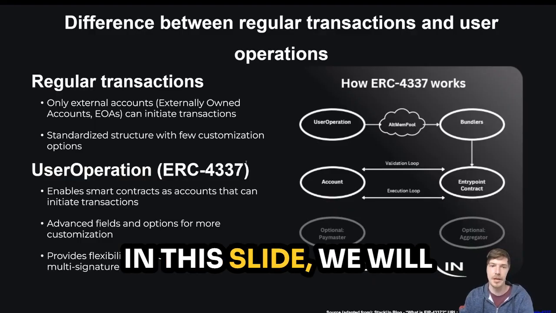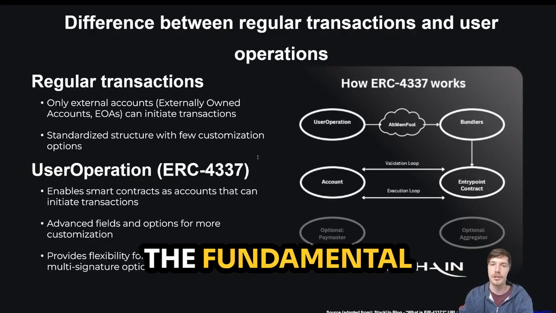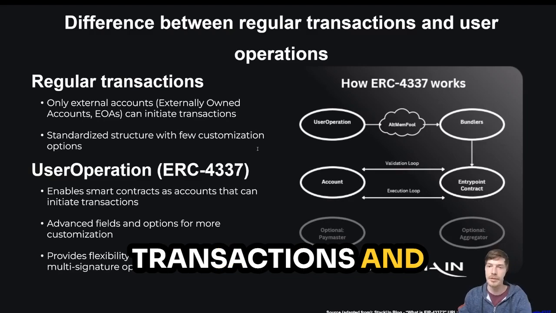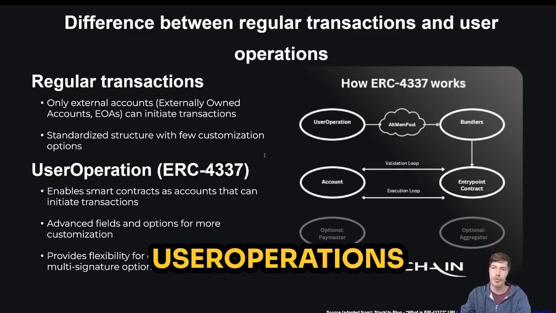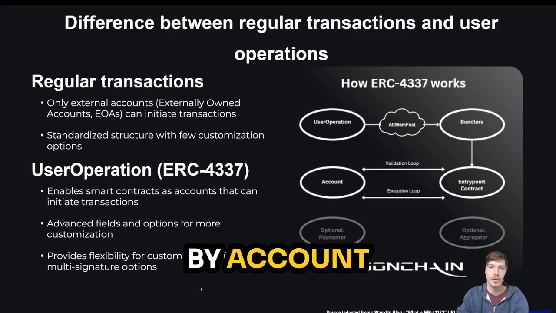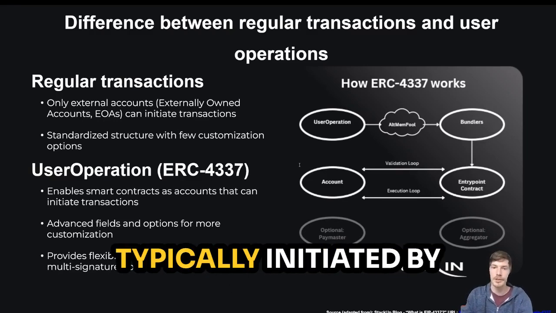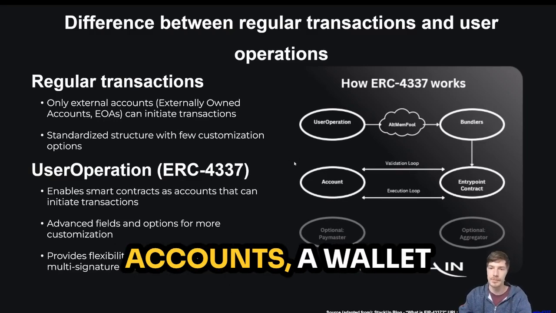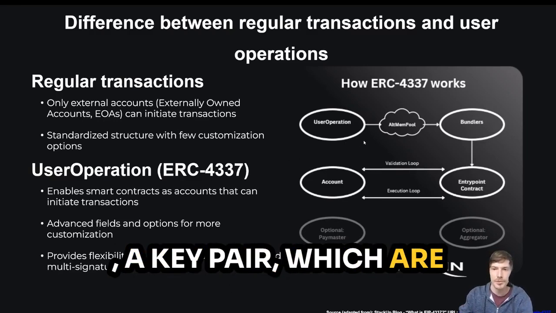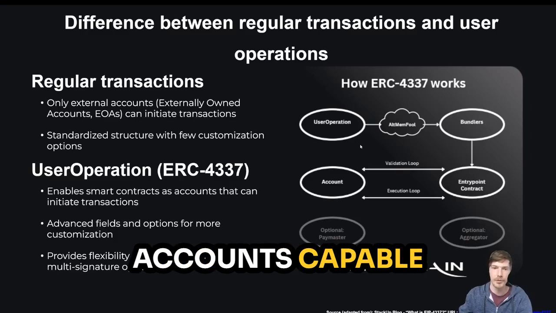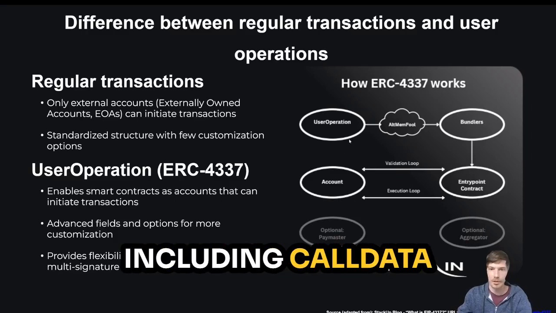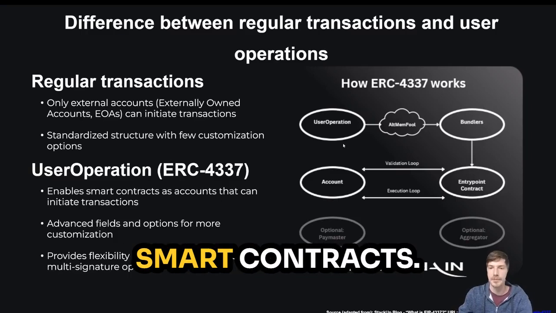In this slide, we were focusing on the fundamental difference between traditional transactions and the newly introduced user operation, which are brought by account abstraction. So regular transactions on Ethereum are typically initiated by externally owned accounts, a key pair, which are user-controlled accounts capable of sending transactions, including call data to interact with smart contracts.